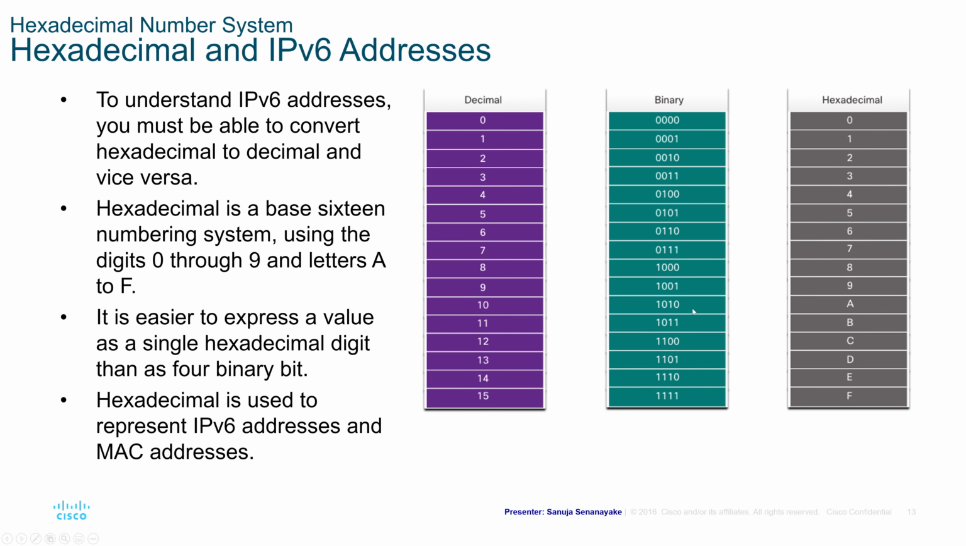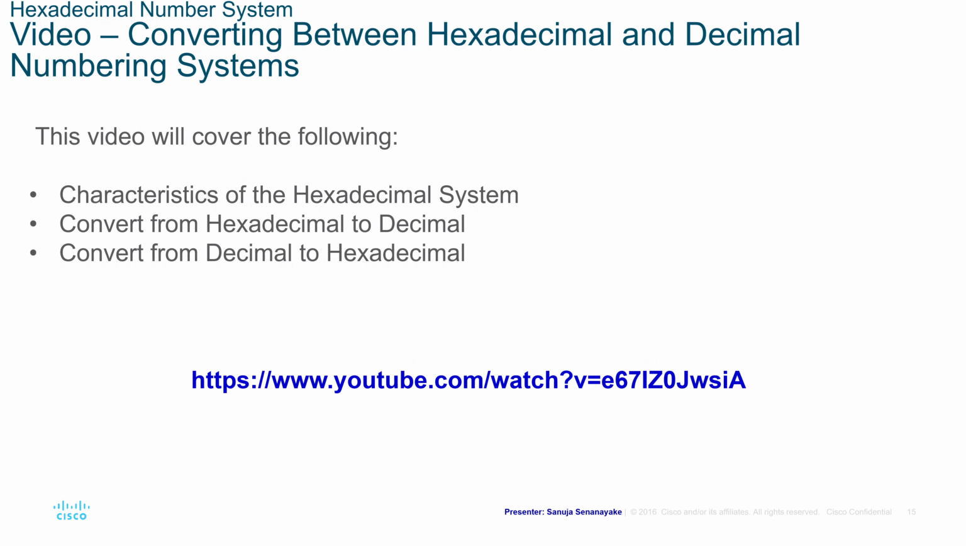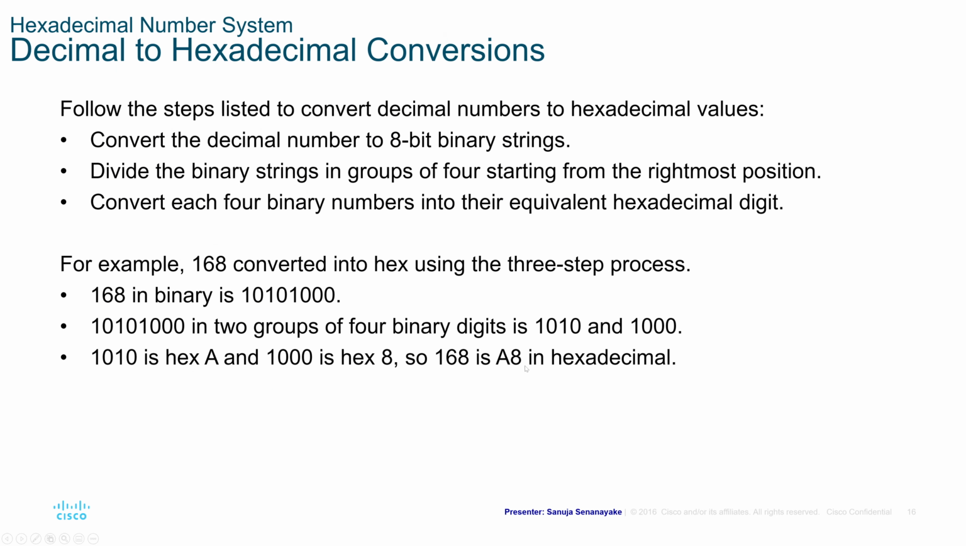So if you go back here, the hex value 8 is 1000. So that's why when we have 1000, we're going to use 8. And therefore, the 168 in hexadecimal can be represented by A8 notation.